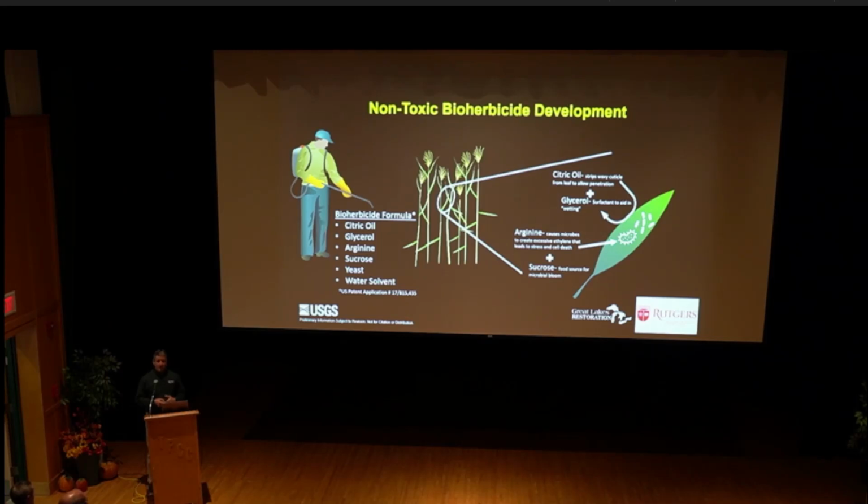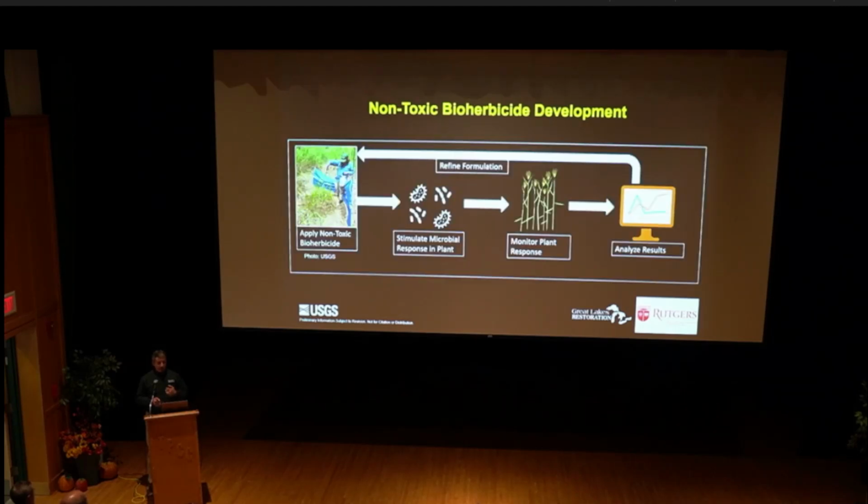So glycerol does that. Arginine is to really stimulate the generation of ethylene. And ethylene then breaks down microbes, and so that's the connection to the microbial community. And then some stimulants of sucrose for those microbes to be working on. So we've been working through what this cocktail would look like, what the composition of this bioherbicide would look like.